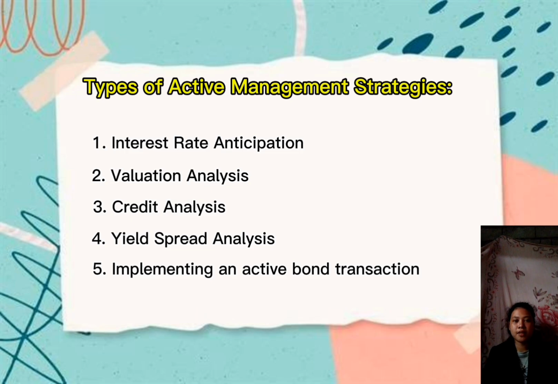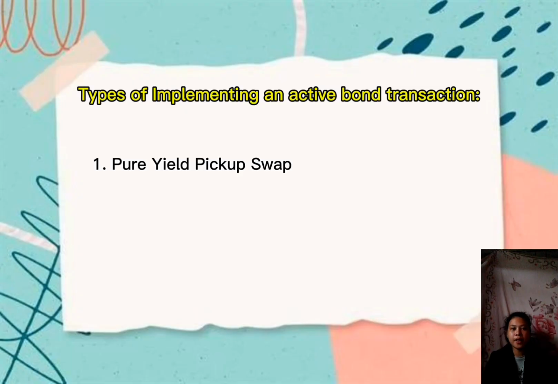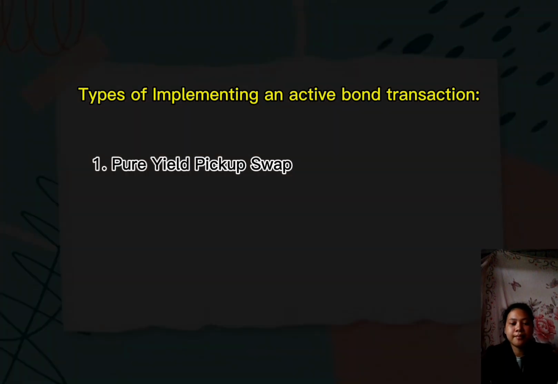A pure yield pickup swap is a strategy where an investor sells a lower yielding bond and buys a higher yielding bond, typically of similar risk and maturity, to increase the overall yield of their bond portfolio. This strategy focuses solely on increasing income without changing the overall risk profile significantly. It's often done when market conditions allow for better yields on similar bonds.